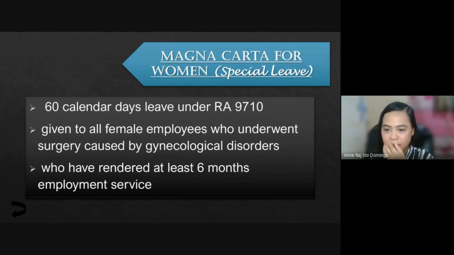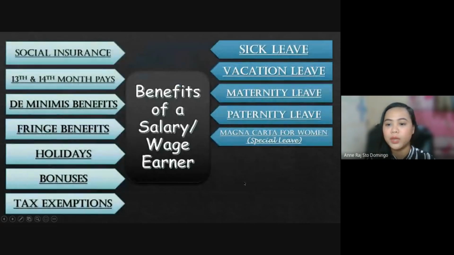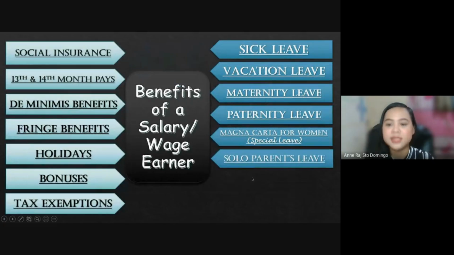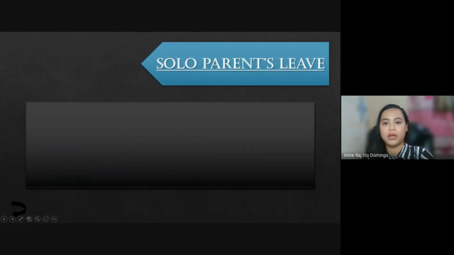So according to Rochelle, the Magna Carta for Women is a comprehensive women's rights law that seeks to uphold the rights. Okay, that is what I've said earlier. Thank you, Rochelle. Very good. And, okay, aside to Magna Carta for women, we have solo parents leave. So, ayan, ano tong solo parents leave? From the word itself, ano tong solo parents leave? Anyone? Yes? Para sa solo parents.